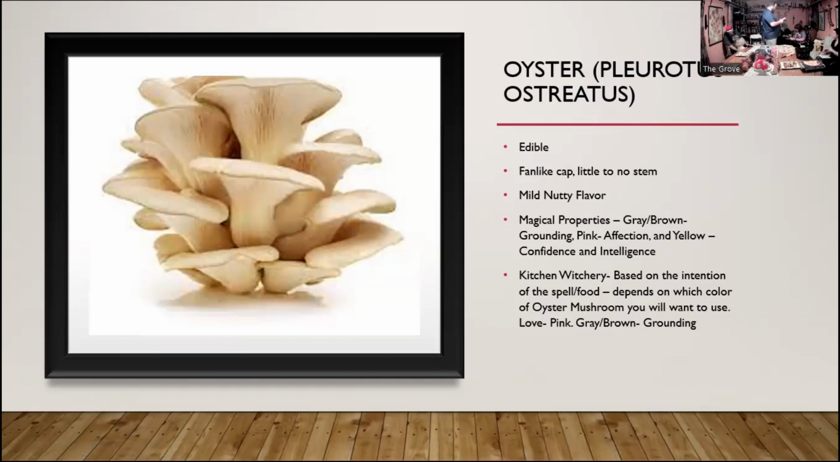For this one, gray-brown is for grounding, it's the more earthly one. It also says there's a pink, and I know there's a yellow, which is the golden oyster. The yellow one's more for intelligence, confidence. Goes with more like the mind chocolate.